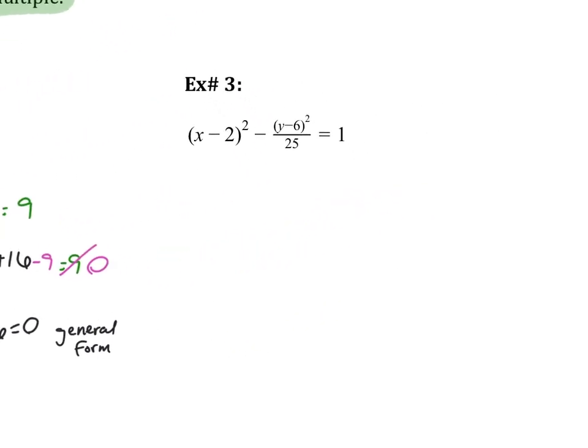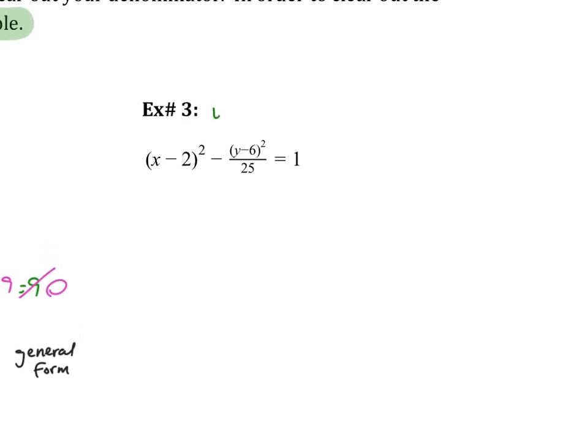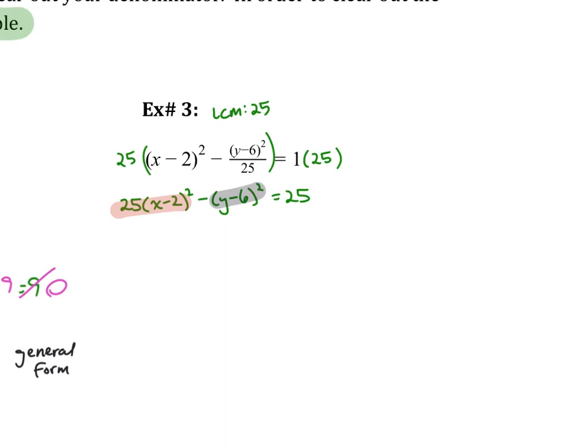Try to do number 3 on your own. Pause it, come back and check and see if you get the same thing. So for number 3, my least common multiple is going to be 25. Distributing through, 25 times x minus 2 quantity squared minus y minus 6 quantity squared equals 25. We'll do the first part in red, second part in black, and then we'll leave the rest.